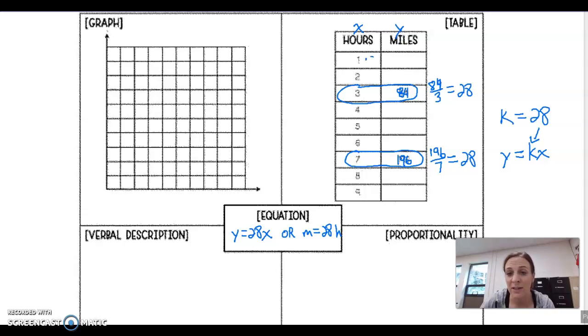So I can go 1 times 28 and get 28. I can go 2 times 28 and I get 56. 3's done. 4 times 28. And just looking at my notes here, you type this absolutely into a calculator.